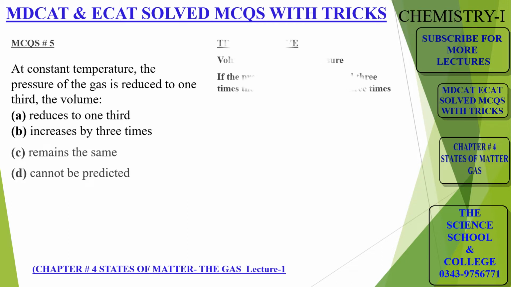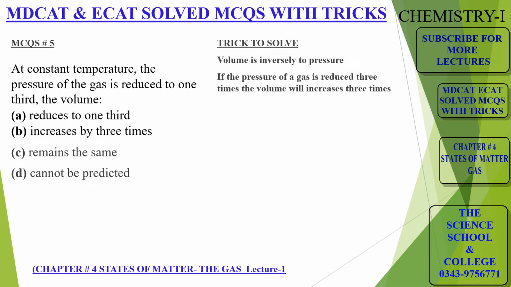To solve this MCQ, from the first sentence, at constant temperature. When the temperature is constant, you should think of Boyle's law. In Boyle's law, the temperature remains constant. In Boyle's law, we know that volume is inversely proportional to pressure. If the pressure of a gas is reduced 3 times, the volume will increase 3 times. So, option B is correct. Option B is increases by 3 times.